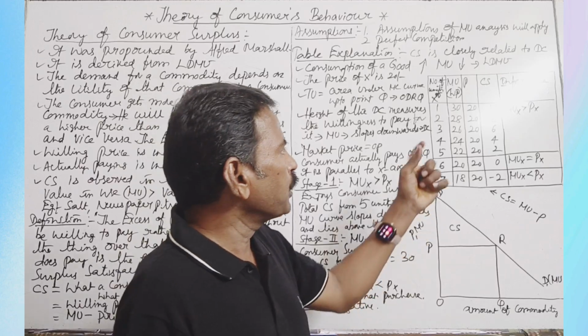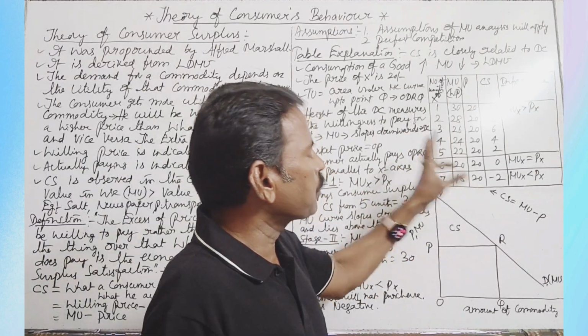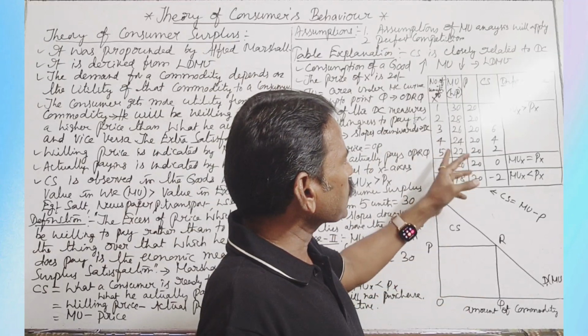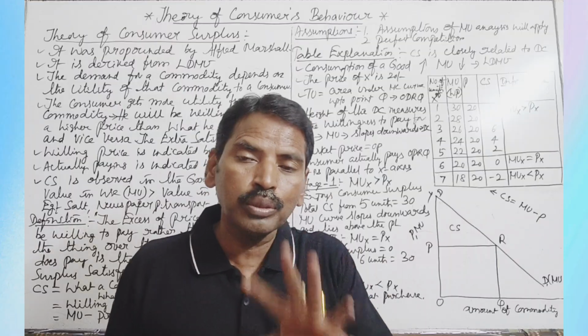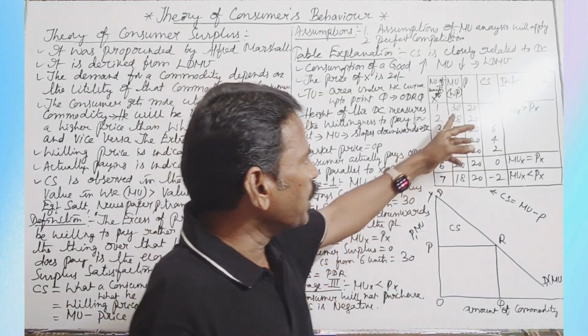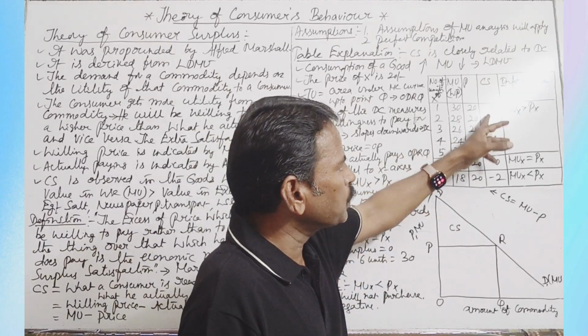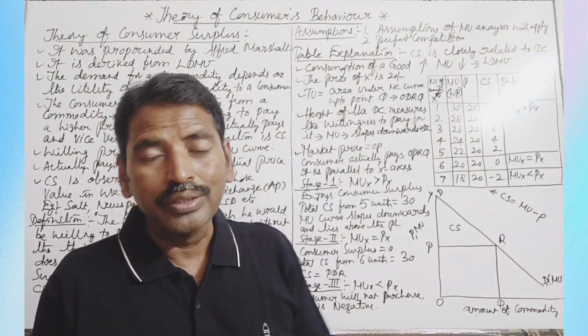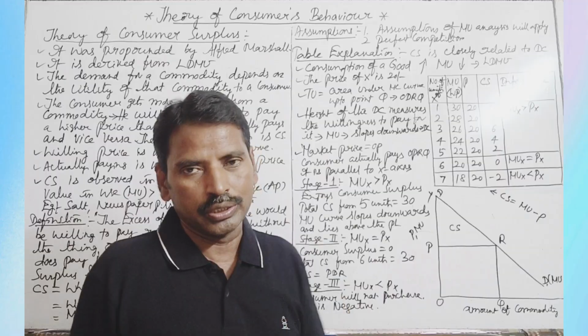Inference. If we observe the table, there is an inverse relationship between price and consumer surplus. Consumer surplus and price are inversely related. If the price rises, consumer surplus falls. If the price falls, consumer surplus rises. There is an inverse relationship between consumer surplus and price.